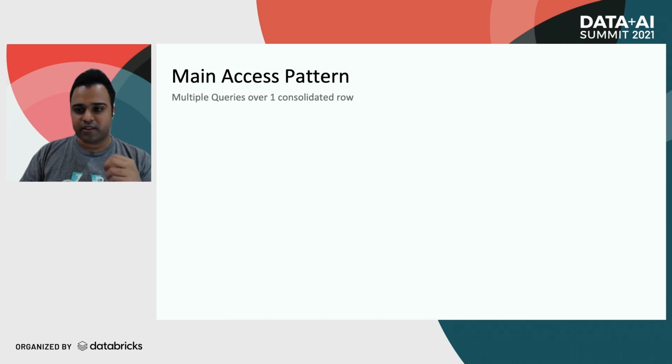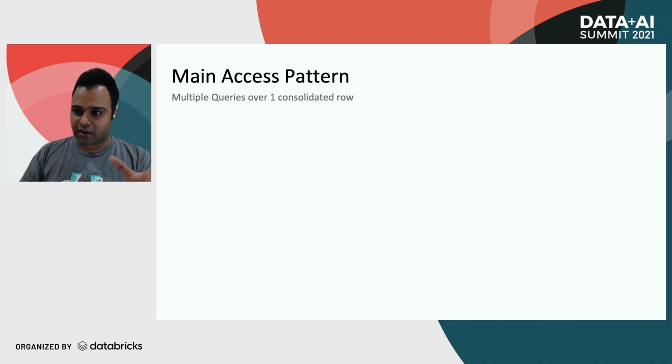So what is the main access pattern that we're trying to solve here? I gave you a complex segmentation query that is for fact deactivation. But the primary use case that we're trying to optimize for today is we want to run multiple queries over one single row. What do I mean by that?